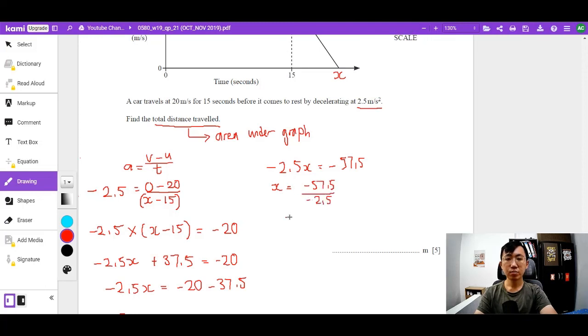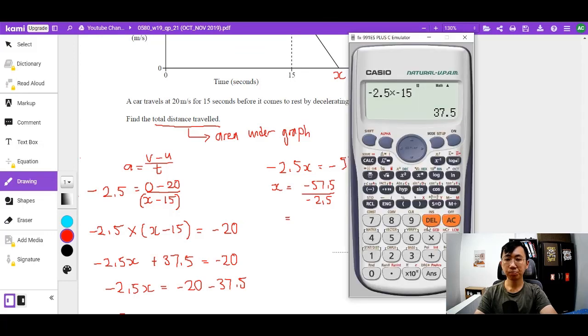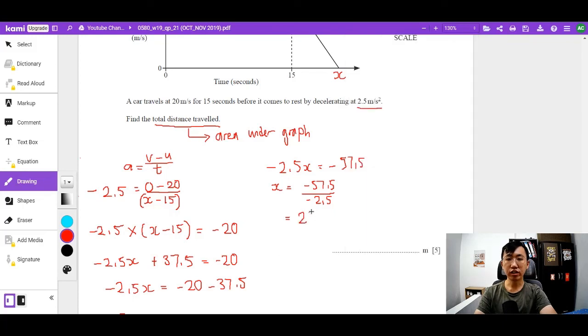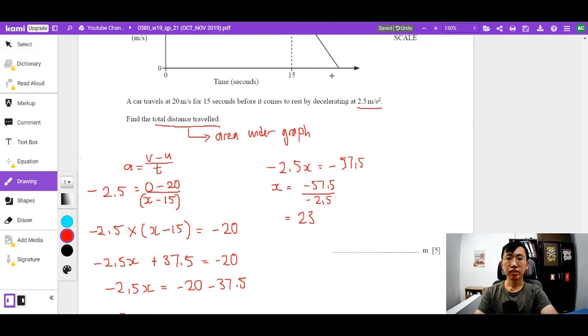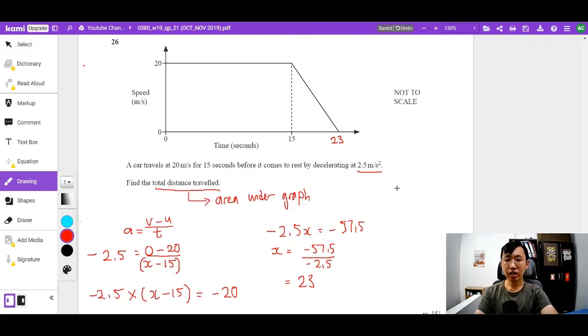So what is this? We have to use calculator. Hold on, negative 57.5 divided by negative 2.5. Here we go, 23. So we know that x is 23. Quite logical, see? Here is 15, here is 23, quite logical. So I'm quite confident we can proceed. Okay, so teacher is going to change this to 23. Alright. So now we are going to do our area.